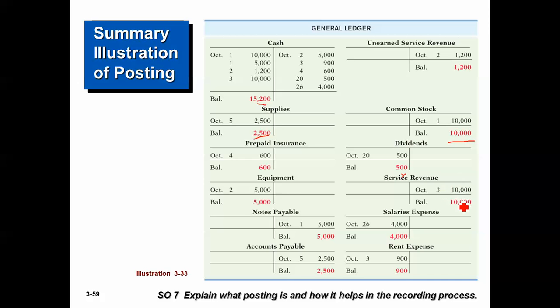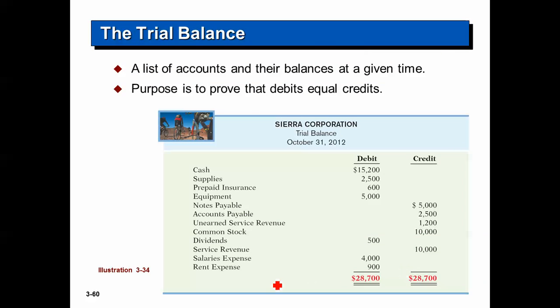Right-hand account, sales revenue is always right-hand. All the expenses are left-hand. Are we in balance? Well, if the lefts equal the rights, of course we are in balance. And that's what we do. The final thing is we take a trial balance. We simply list the accounts and their balances.